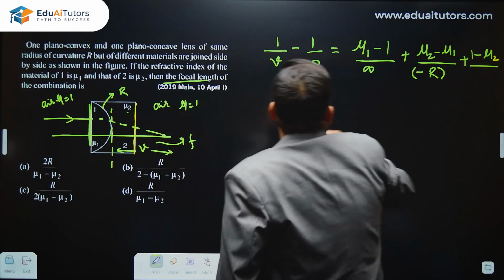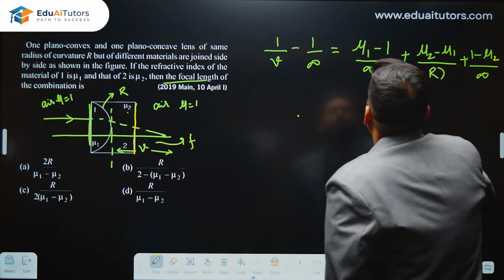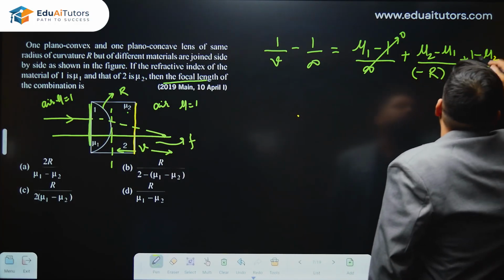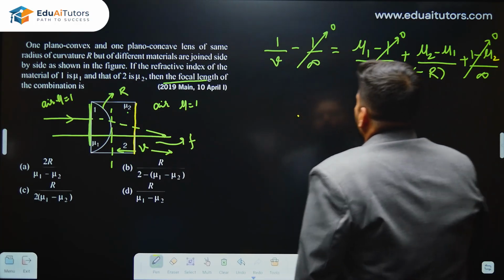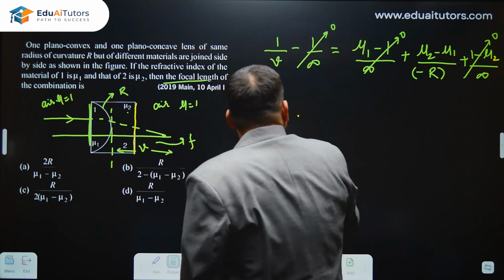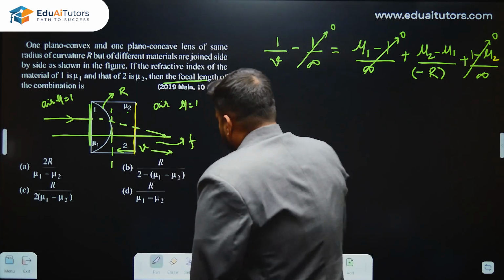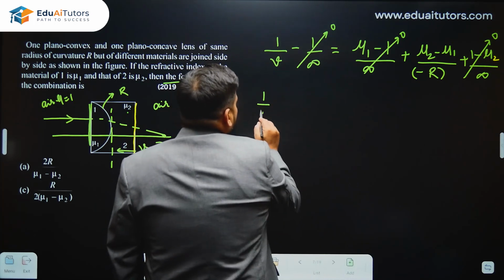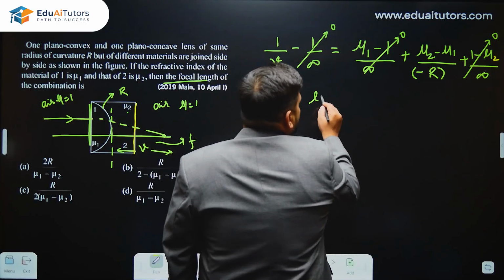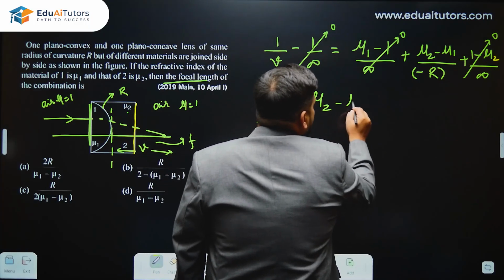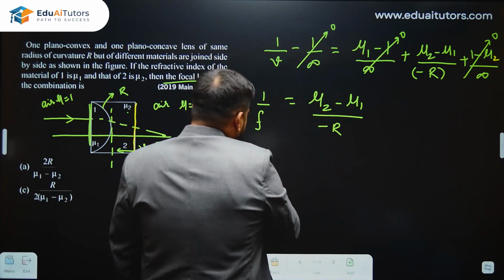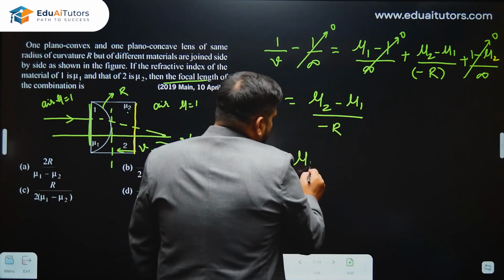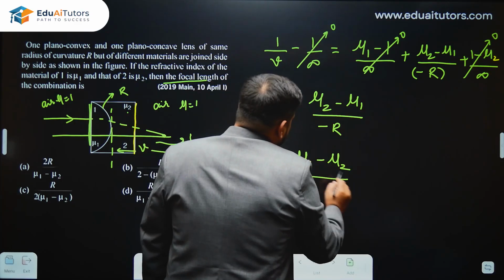This is a plane surface. So again, R will be what? Infinity. Of course, you know that this value will be 0. This value will be 0. This value will also be equal to 0. All right. 1 by V, which is nothing but equal to F as we had discussed. So we get 1 by F is equal to mu2 minus mu1 divided by minus R.